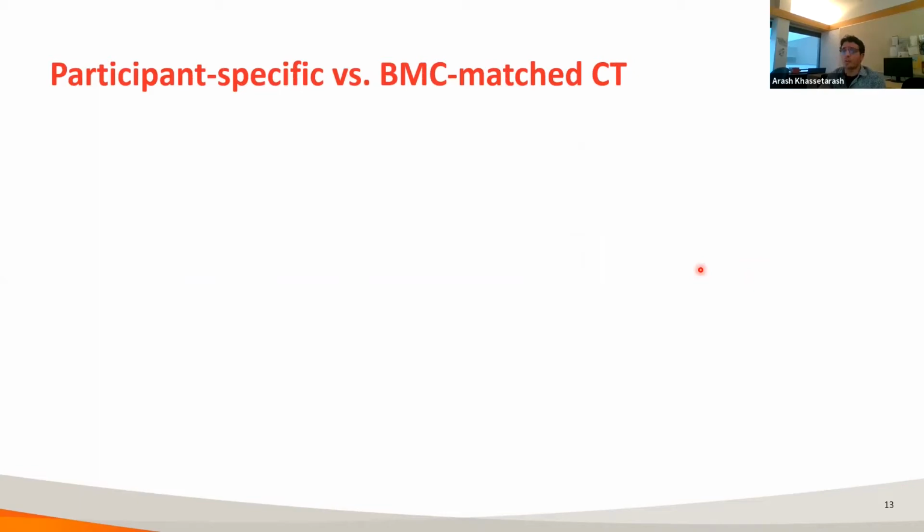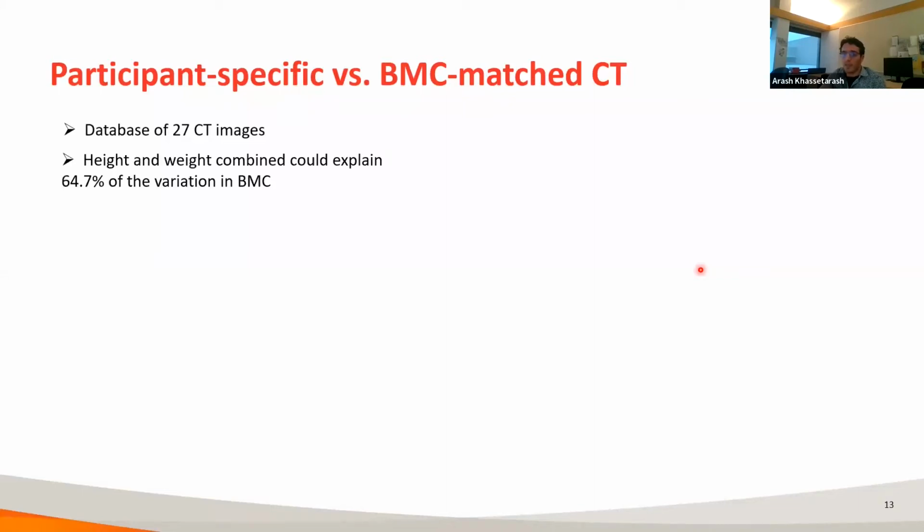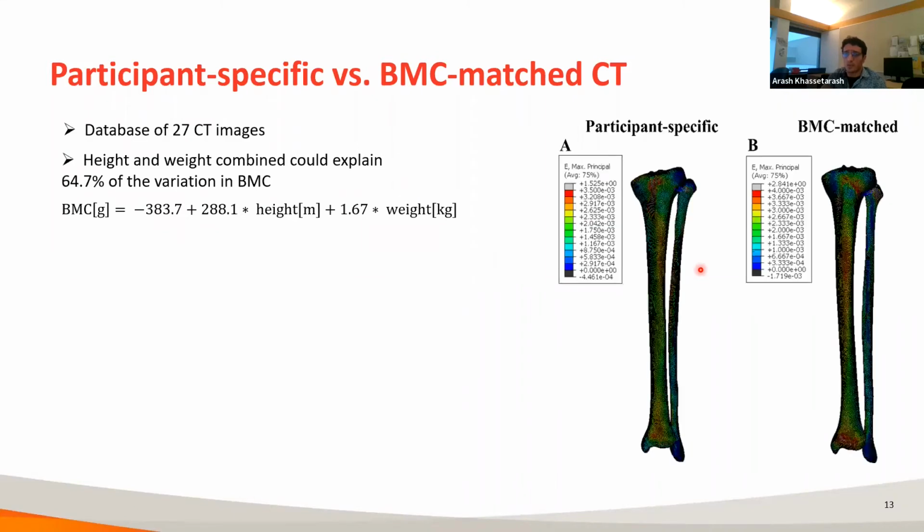For determining bone geometry and material properties, we used a database of 27 CT images that we had in our lab to predict bone mineral content of the tibia based on height and weight of the participant. Our equation could predict 64% of the variation in bone mineral content. Then we determined the closest match CT based on BMC for each of our participants. This approach was verified by 4 CT images that we had from our participants in the downhill running study.